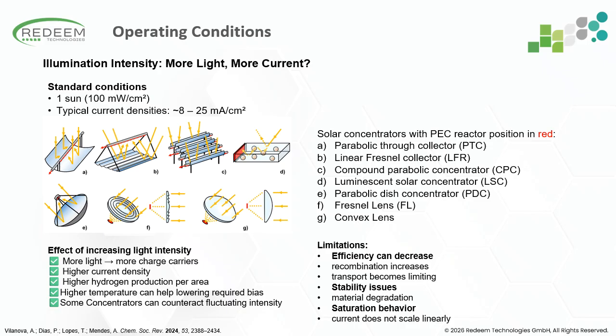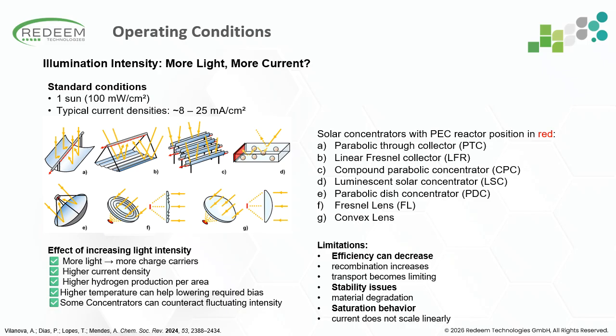More photons generate more electron-hole pairs, increasing the photocurrent and therefore the hydrogen production rate per unit area. The additional heating can also improve reaction kinetics and reduce the external bias required for water splitting, and solar concentrators can partially compensate even for fluctuations of natural sunlight.